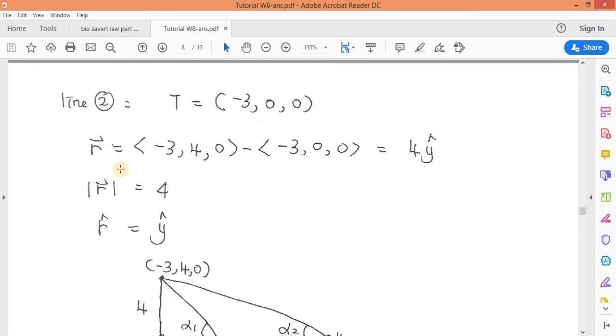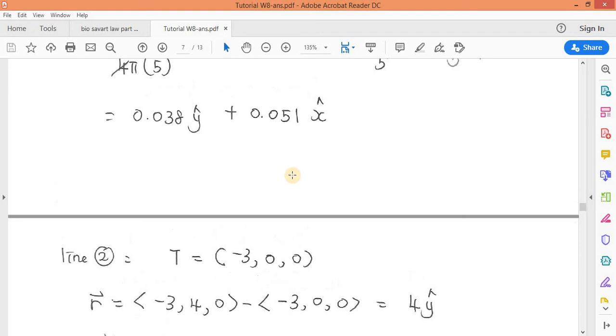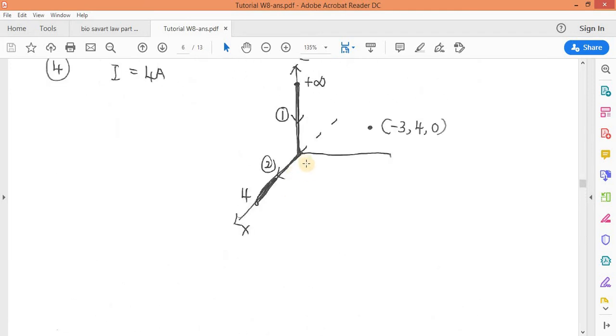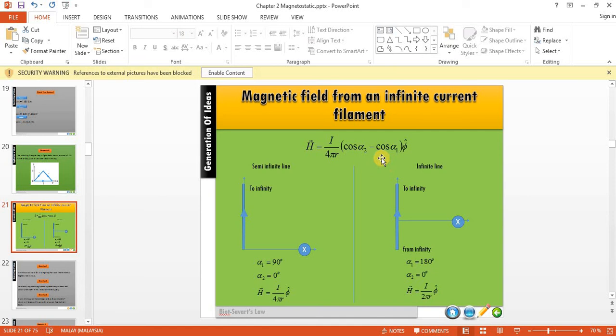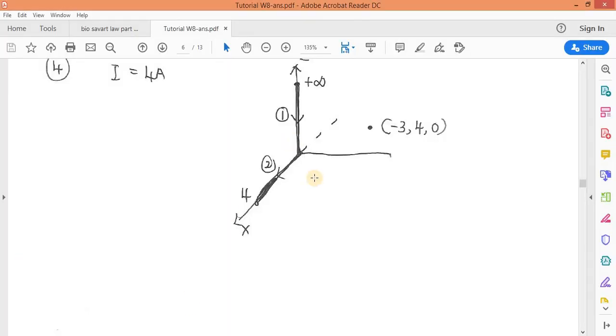Okay, next we move on to line 2, which is along the x-axis. So what we need to find is R. Let's examine line 2. For line 2, it is a finite line because I know the starting point is from 0 and the ending point is 4. So in this case, you have to use this equation, because after we split the semi-infinite current filament into two, this one will be a finite line.